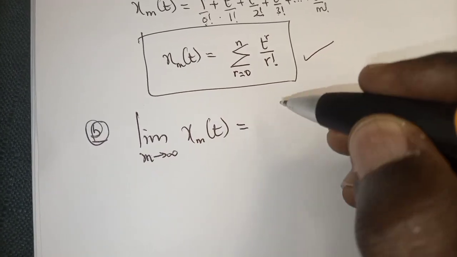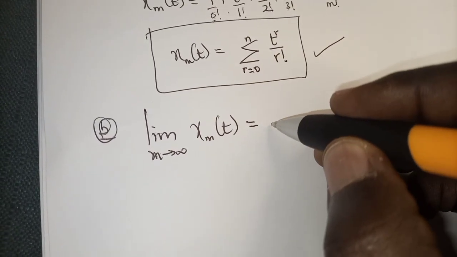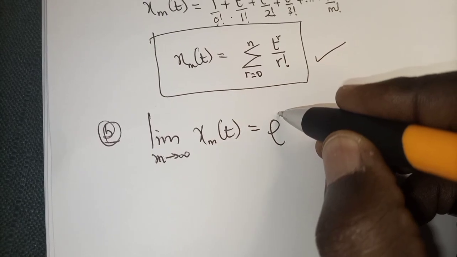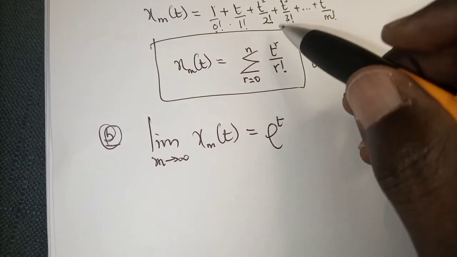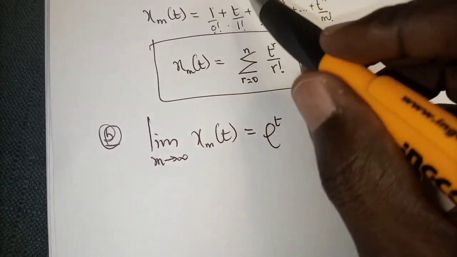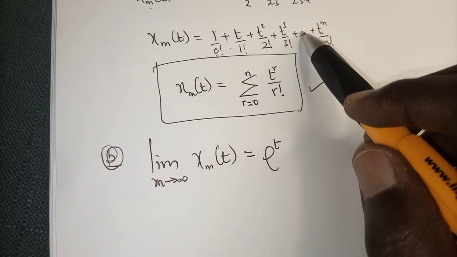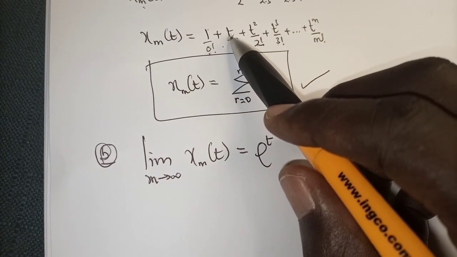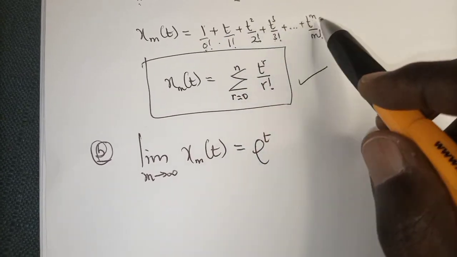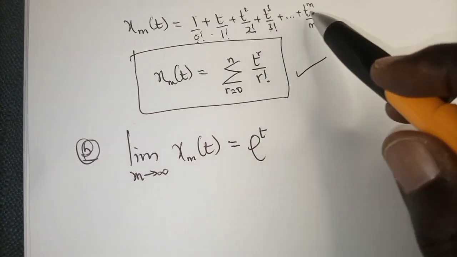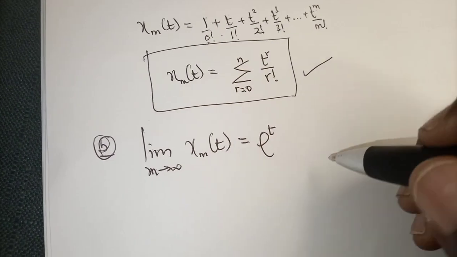That means that this should be equal to e exponent t. E exponent the constant element, the constant numerator element. So t. So e exponent t, and that is that. So that is the value.